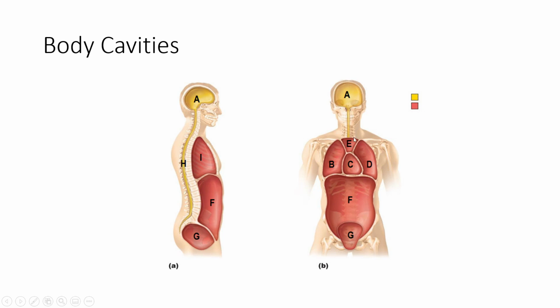E is the mediastinum. Some pronounce it mediastinum. F is the abdominal cavity, sometimes also called the peritoneal cavity. And G is the pelvic cavity. H is the spinal cavity, which houses the spinal cord, and I is the entire thoracic cavity. And you can see from the front view, the thoracic cavity is actually divided into 4 separate cavities. But if we call the entire chest cavity, that would be the thoracic cavity.